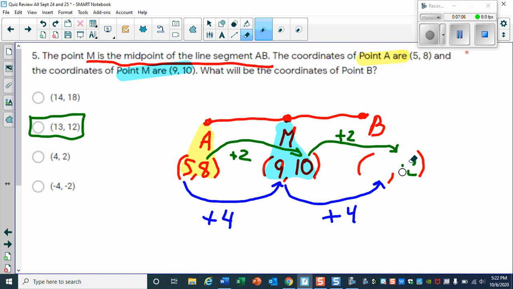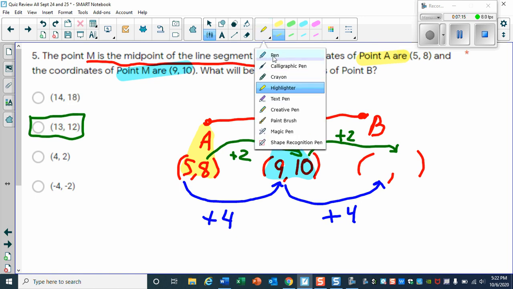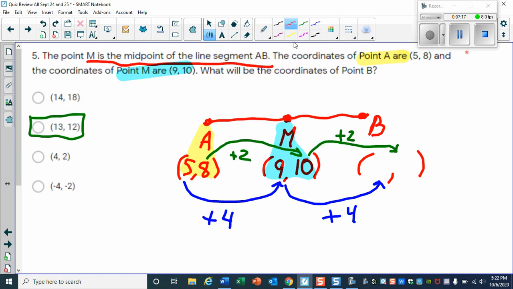And we do that by first figuring out how far we went from A to M, regarding the x's. So the x's, 5 to 9. We went up 4. So 5 plus 4 gives us 9. That's how we went from A to M. So we're looking at the x's first.